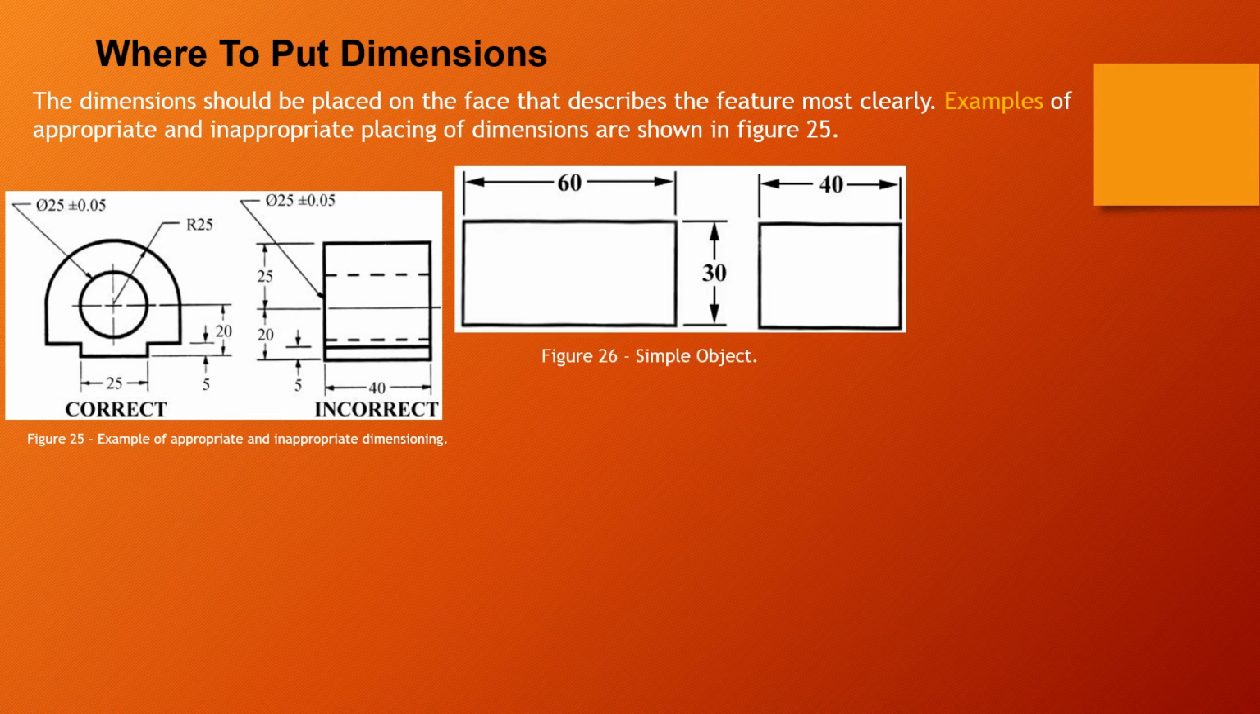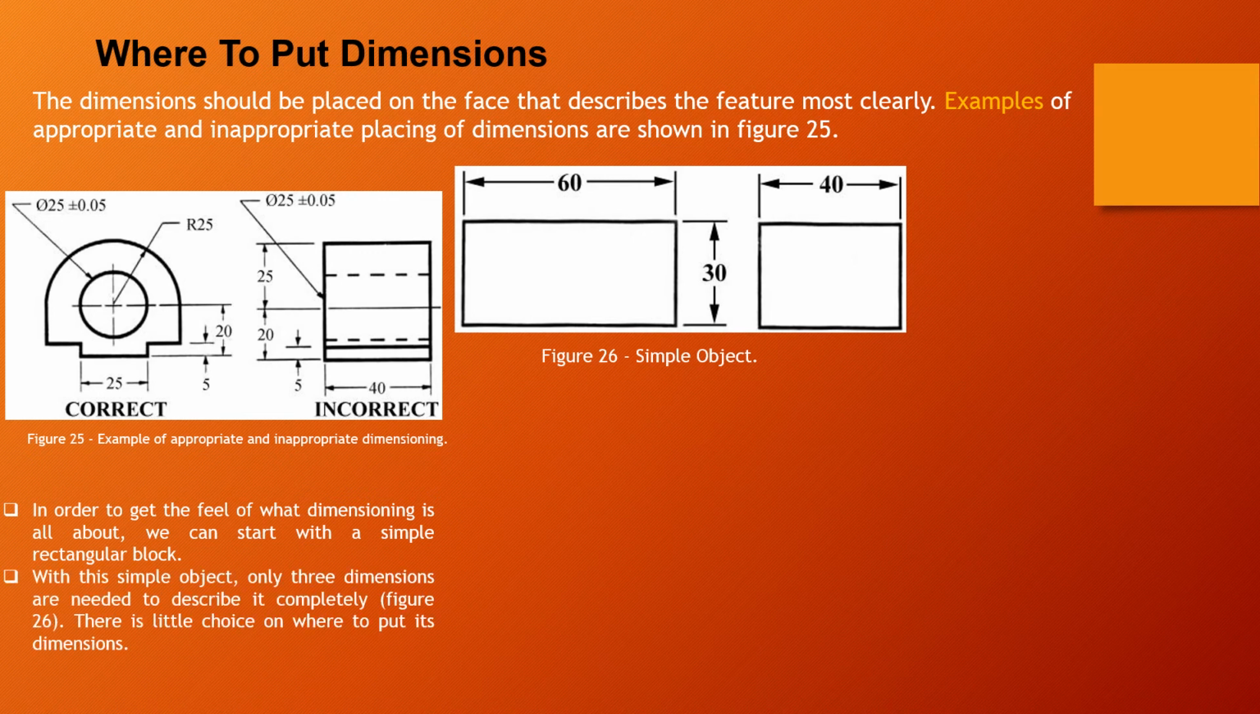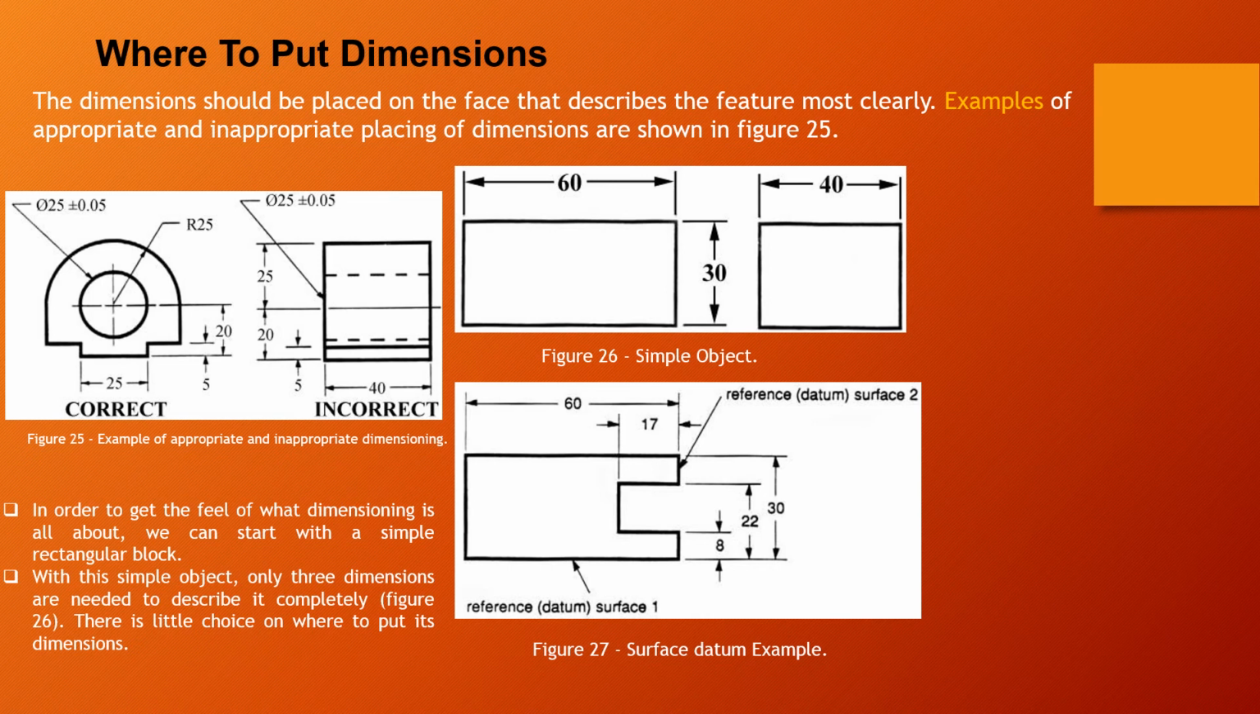The next, in figure 26, is a simple object. In order to get the feel of what dimensioning is all about, we can start with a simple rectangular block. With this simple object, only 3 dimensions are needed to describe it completely. In figure 26 you can see it. There is little choice on where to put the dimensions. Next comes figure 27, a surface datum example.